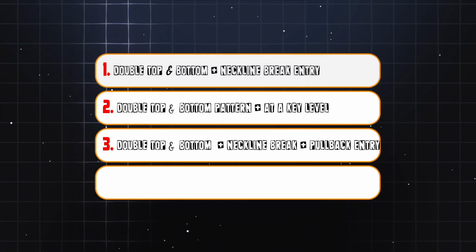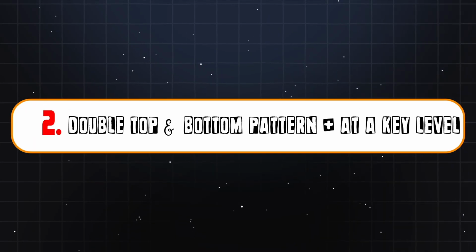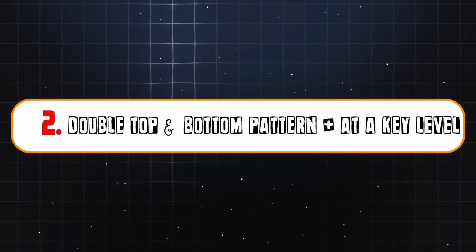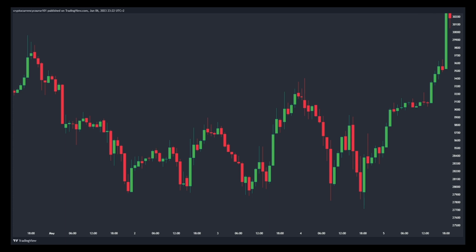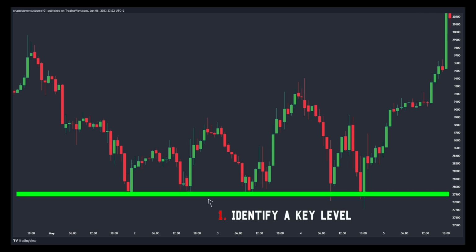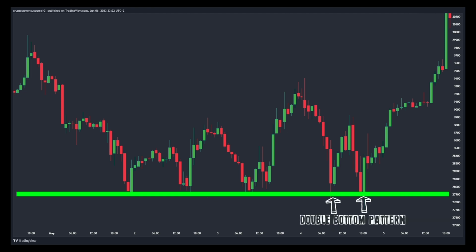So, moving on to the second variation. A double top or a double bottom pattern forming at a key level. Now, this is an entry that occurred on Ethereum and one that many of my students took. So you first need to identify a key level, which you have through these 3 reversal points. As price comes back down, it creates a double bottom pattern at the support level.